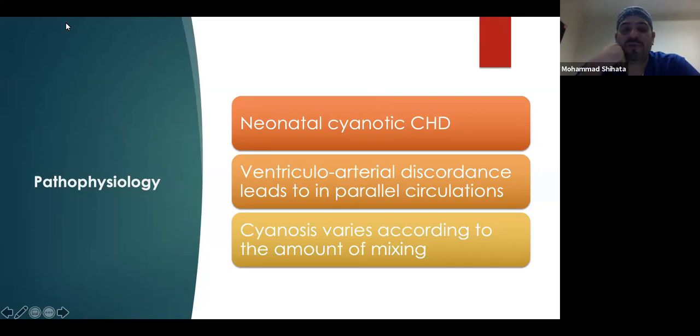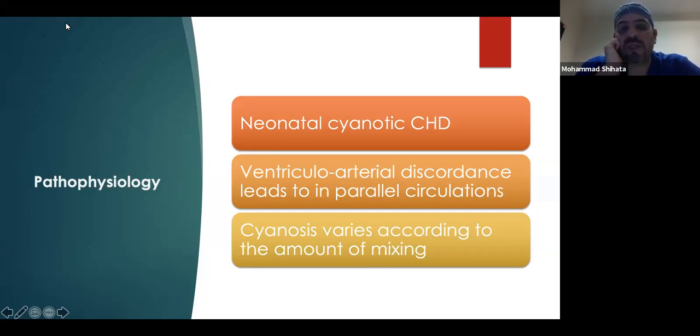And the main feature of the disease is ventriculo-arterial discordance. So the subpulmonary ventricle gives rise to the pulmonary artery, and the subsystemic ventricle gives rise to the aorta. So the blue blood keeps going to the aorta and back to the right ventricle, and the oxygenated blood goes to the lungs and back to the pulmonary veins to the left ventricle and out to the lungs again. And the severity of cyanosis depends on the level of mixing and the amount of mixing.